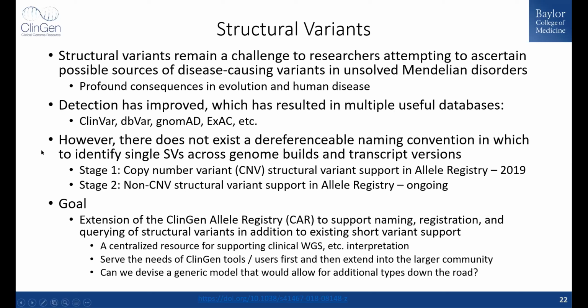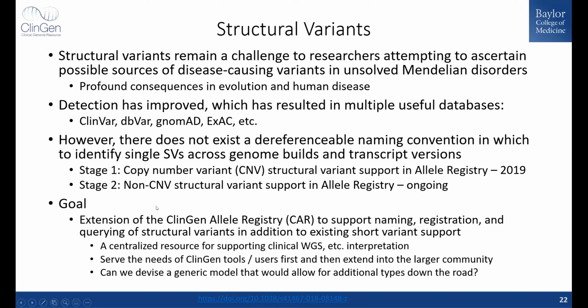So for us, there exists a real need for a good dereferenceable naming convention which identifies these SVs across genome builds and transcript versions, which we'd like to do like we've done with the SNVs in the Allele Registry, as well as the small variants. So stage one is this: we worked on copy number variant, structural variant support in the Allele Registry, which started in 2019. And stage two is non-CNV structural variant support in the Allele Registry. I'm going to show you some examples of those in a couple of slides.